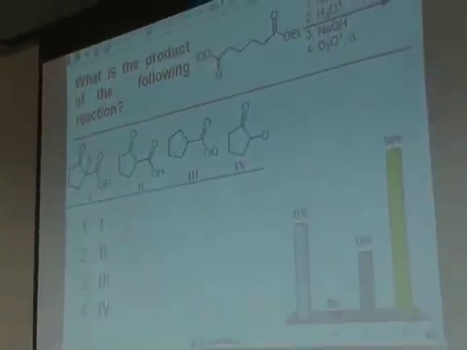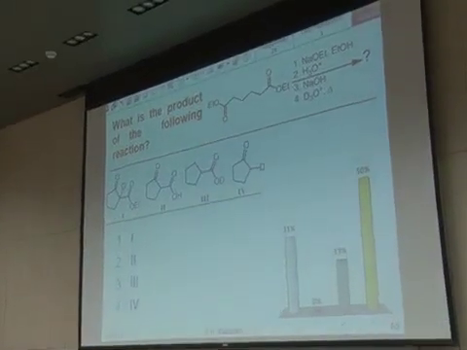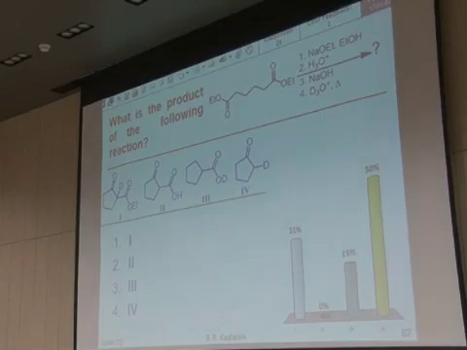Okay, I'm going to close the poll. 31% answered 1, 19% answered 3, and 50% answered 4. The correct answer is 4. So let's go over the mechanism of this reaction.